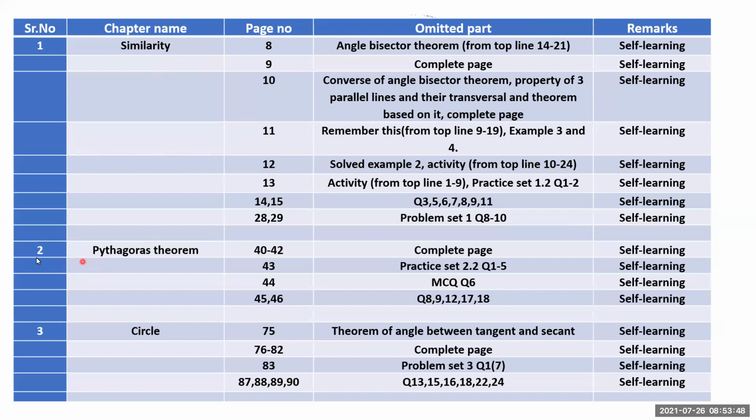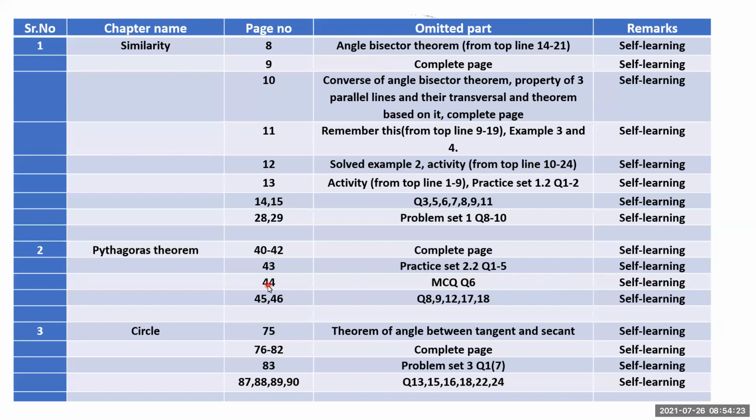Now we'll move to chapter number 2, that is Pythagoras Theorem. Pythagoras Theorem, page 40 to 42, complete page, has been omitted. Next, if you move to page number 43, there is practice set 2.2. From practice set 2.2, question number 1 to question number 5, that means complete practice set 2.2, has been omitted.